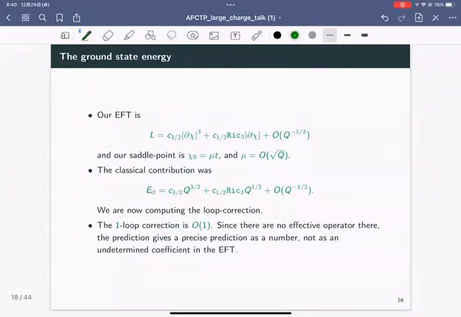Right, so you can compute the one loop correction. The one loop correction is order one, right? Just because it's log there. Since there are no effective operators there, the prediction gives a precise number, not an undetermined coefficient in the EFT. So these are undetermined coefficients in the EFT because we use the Wilsonian action, so we couldn't determine them. But for the order one part, there are no counterterms available, and then it gives a precise prediction.